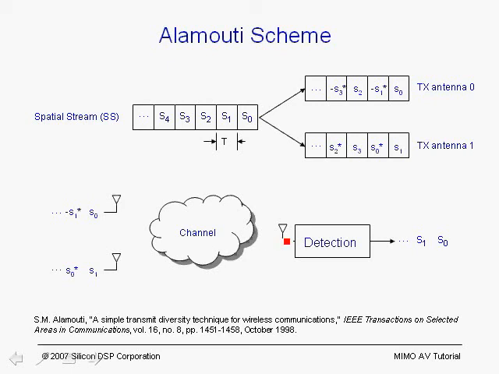S0 goes through the channel and is received by the receive antenna. As S0 goes through the channel, again we're talking about a carrier, so it exhibits flat fading. And S1 also goes through the channel. They're combined at the receiver. We go through a detection algorithm that we will discuss and recover the original sequence S0, S1. We will discuss this detection mechanism, which gives us the great performance of the Alamouti scheme.